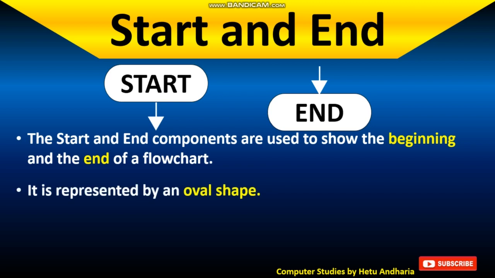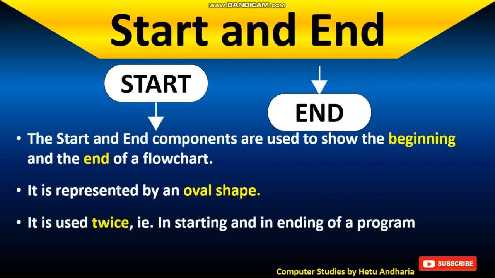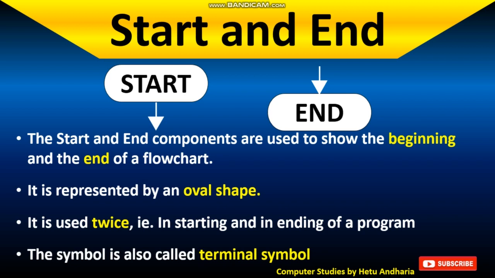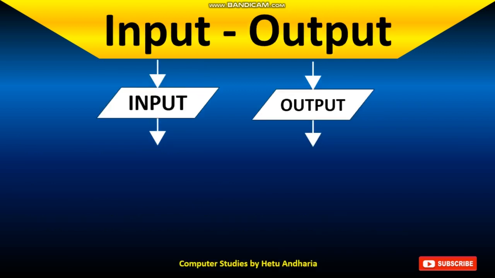I am calling it a capsule symbol, but according to the textbook it is known as oval shape. It is used twice, that is in the starting and in the ending of a program. The symbol is also called terminal symbol. Now wherever I found that an MCQ could be formed, there I have marked those words in a different color, that is yellow color. Now the next symbol which we are going to discuss is the input output symbol.